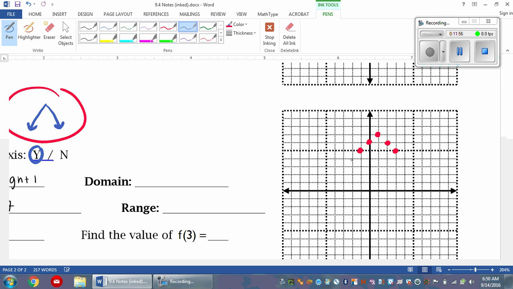So again, I can continue on my V, but you're only required to plot the first red points. But as you can see, I can keep going. So for example, I went left 4, down 4. So however you go right, you're going to go down the same amount.